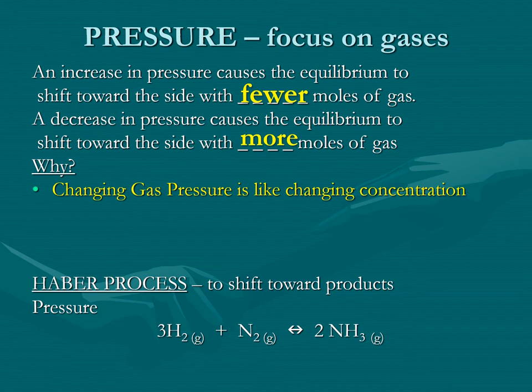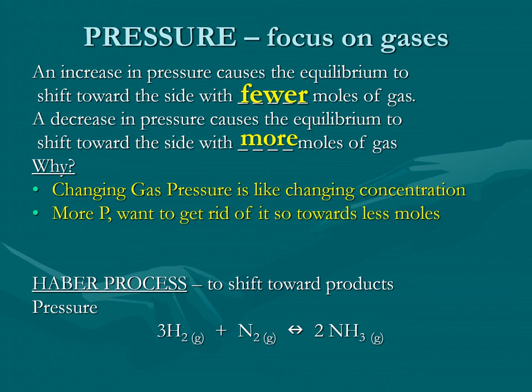So changing the gas pressure is like changing the concentration. More pressure, it wants to get rid of that pressure, so it's going to shift to the side with fewer moles. Fewer moles wants to replace that pressure, increase the pressure again, so it's going to shift to the side with more moles.